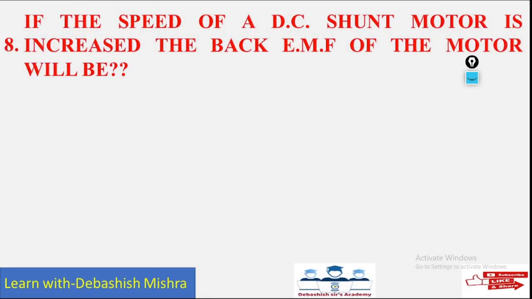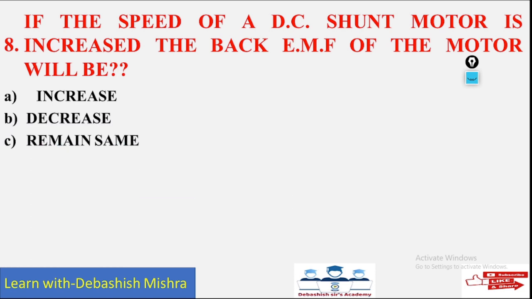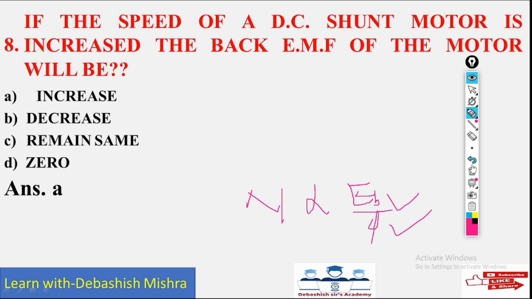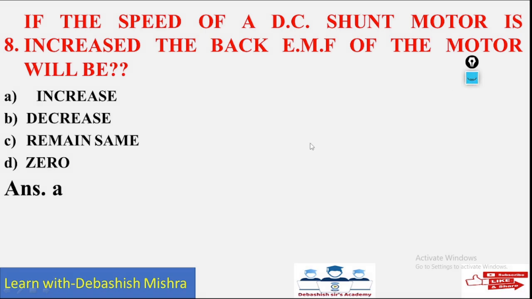If the speed of a DC shunt motor is increased, the back EMF of the motor will be: increase, decrease, remain same, or zero. Answer A is the correct answer, increase. What is the question? Same. If the speed of a DC shunt motor increases, N is directly proportional to Eb, the back EMF. So if N is increased, Eb will increase. So A is the correct answer. Clear? Going to the next question.